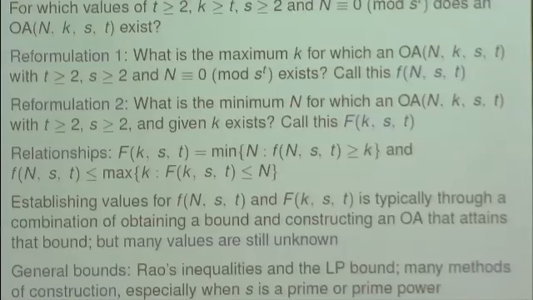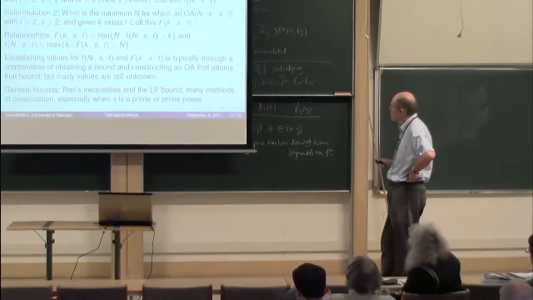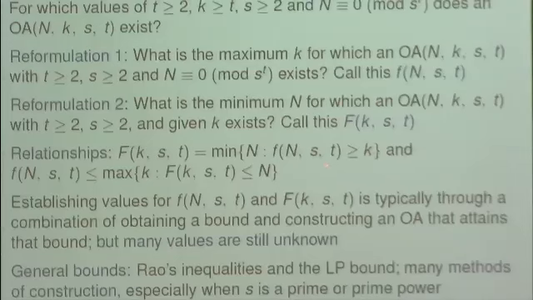This maximum number of columns is denoted by the function lowercase f, and the minimum number of runs is denoted by the function uppercase F. As you might expect, there are relationships between these two functions. I've written them up over here, and you don't have to memorize them, but the only thing I want to point out is that if I know all the values of the lowercase f function, then I can find all the values of the uppercase F function. Vice versa, that is not true.